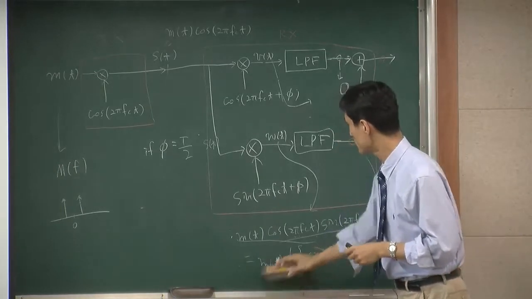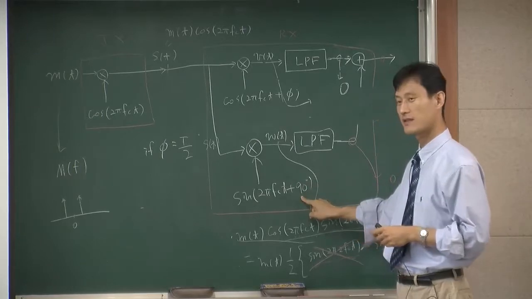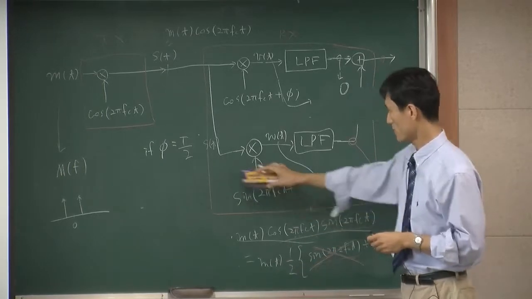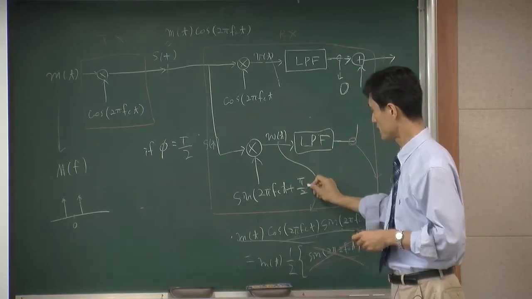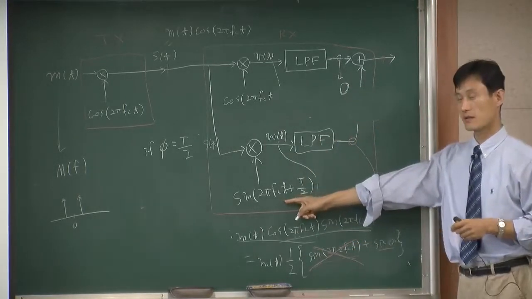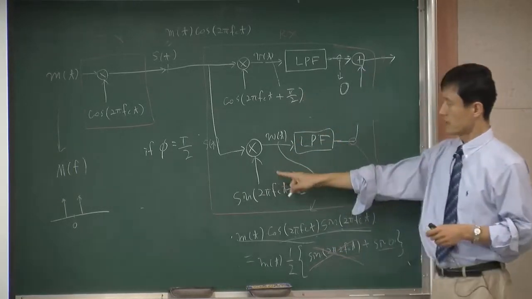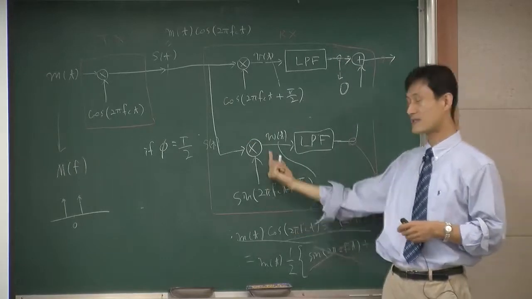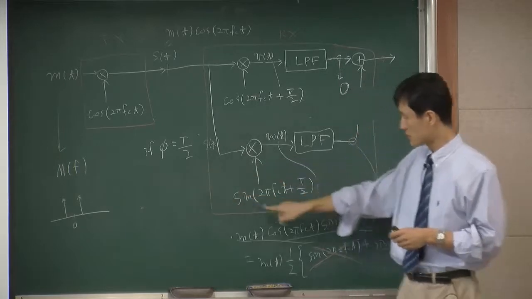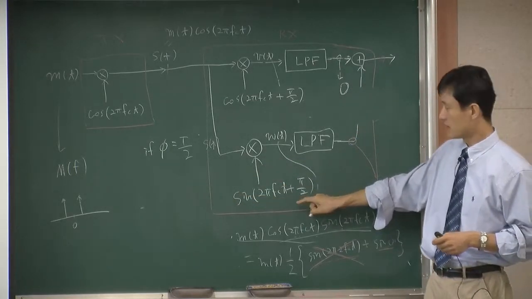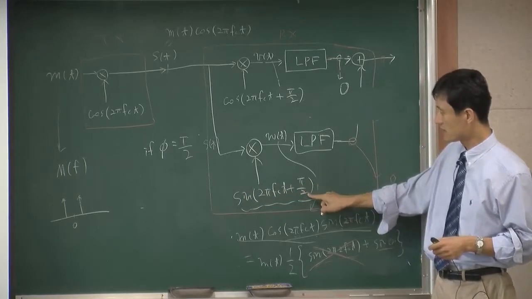Because here, let's do it. Here, you have a phase of 90 degrees, like that. Okay? We are talking about the phase difference of 90 degrees. In this Q channel, we are multiplying sine. And we are now assuming the phase difference of 90 degrees. So let's add 90 degrees here. In that case, we are basically multiplying sine 2 pi f ct plus 90 degrees.